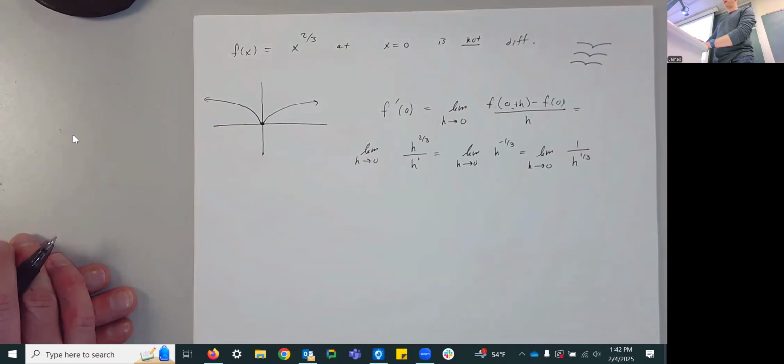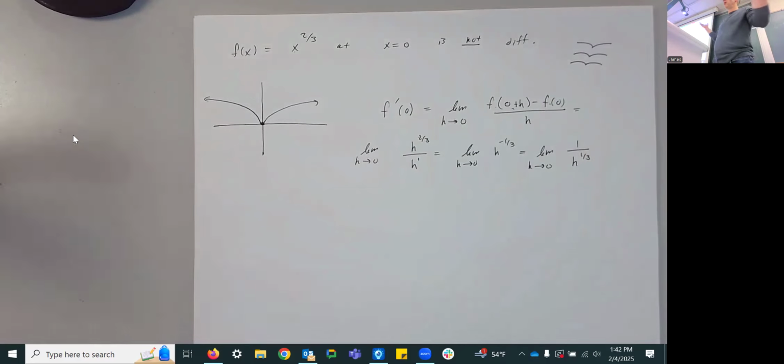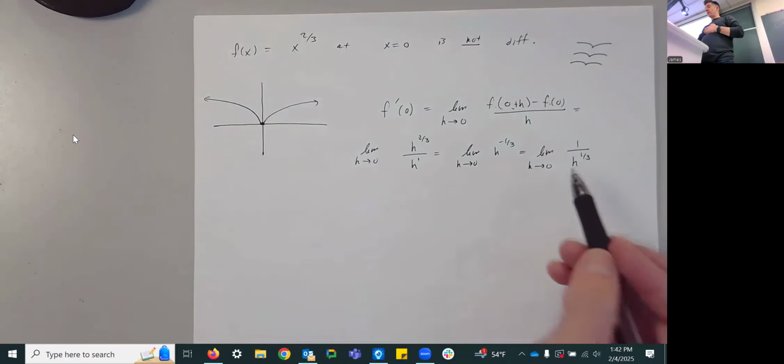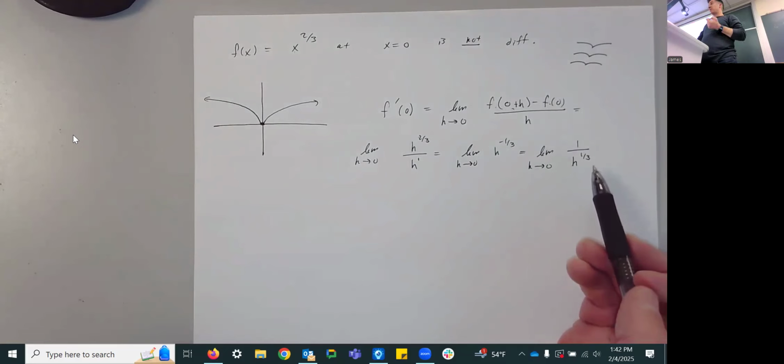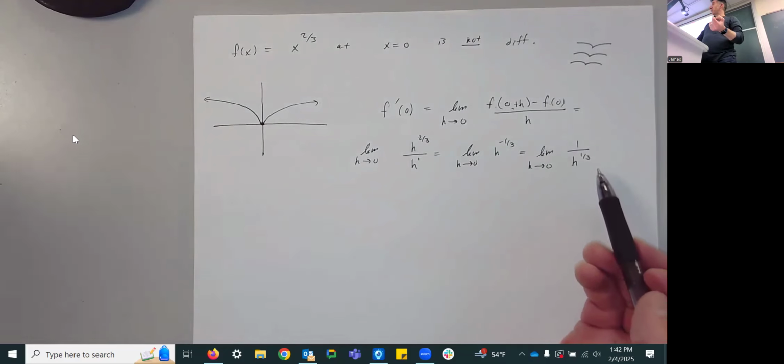I get 1 divided by 0, which is undefined. To be a little more specific here, just so you can see it, you actually have a different right-hand, left-hand thing. From the right-hand side, the limit would be positive infinity. And from the left-hand side, the limit would be negative infinity, because a very small positive number, if you take a cube root of a positive number, it's still positive. Take the cube root of a negative number, it's still negative.